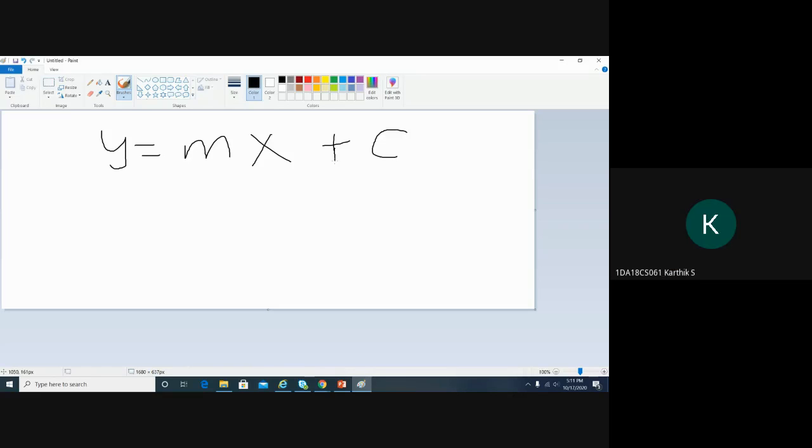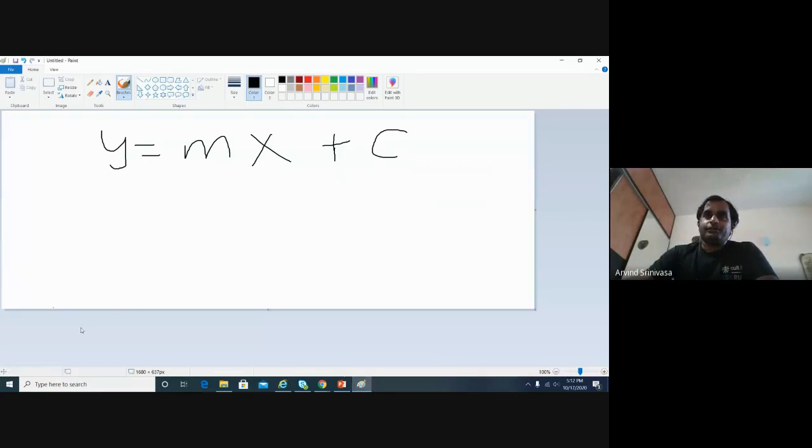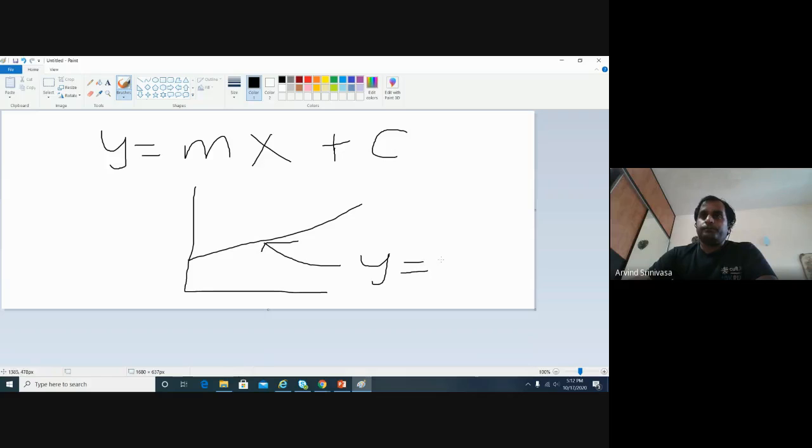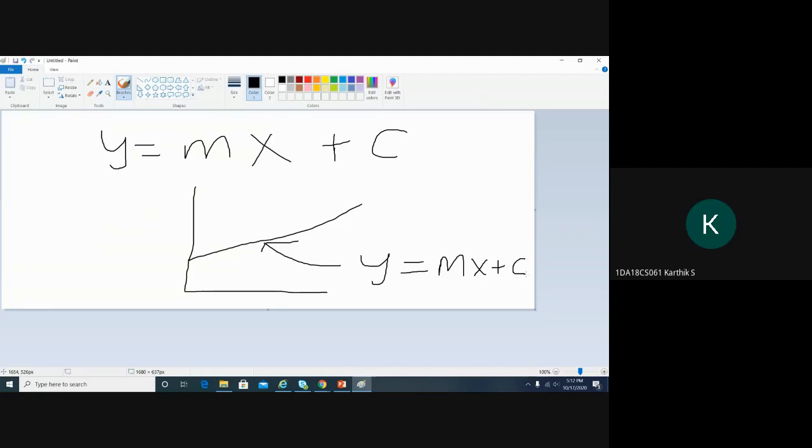In 8 or 9 standard. Huh? In 8 or 9 standard. What is this equation? Slope. Slope equation, right? Yes. So this is a line and we want to find the slope of this line, and to find the slope of this line we use y is equal to mx plus c. Correct, right? Yes, sir.